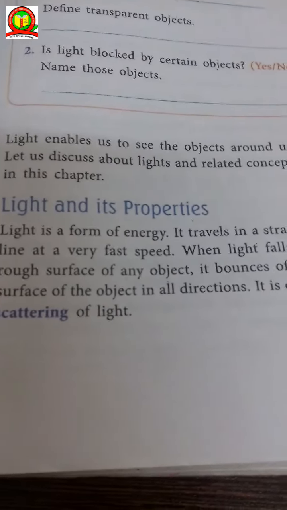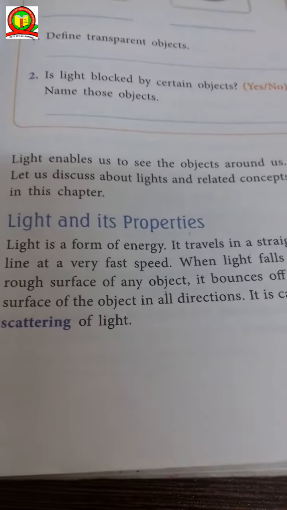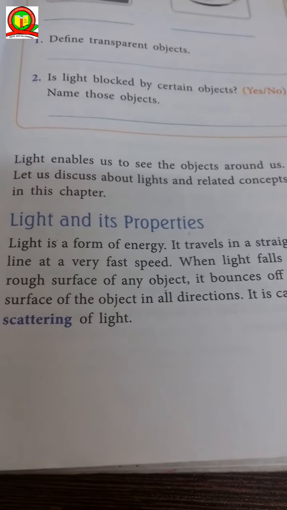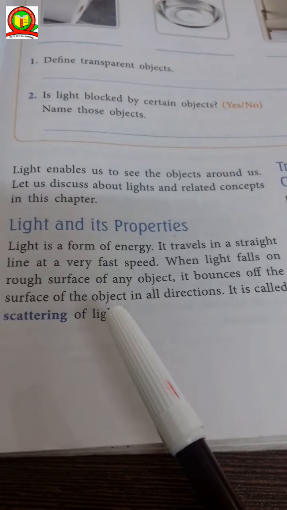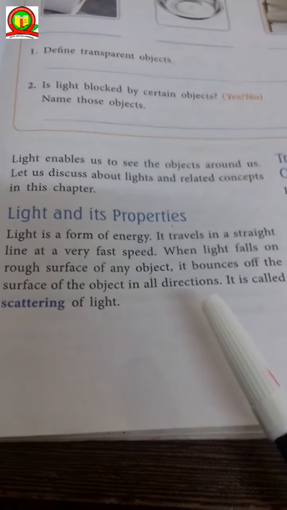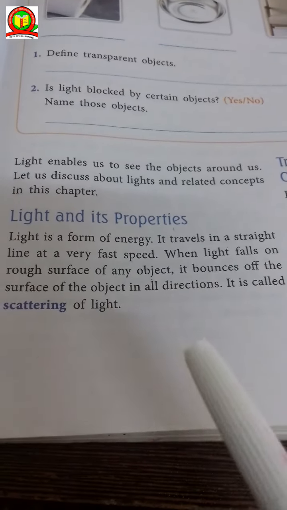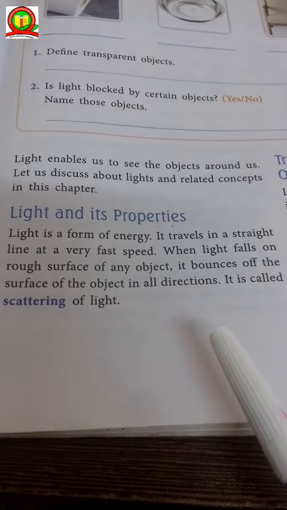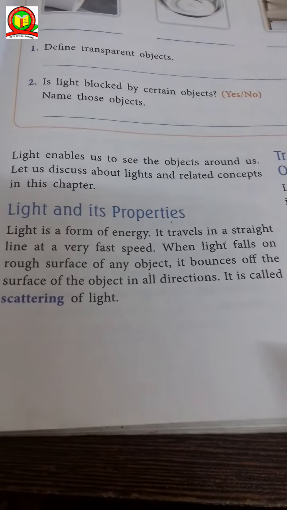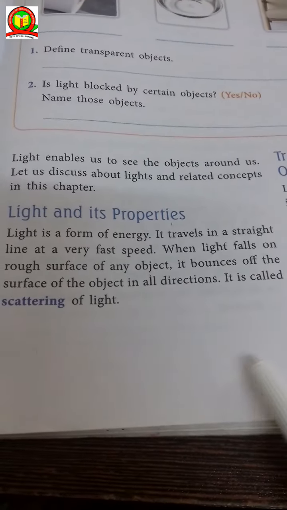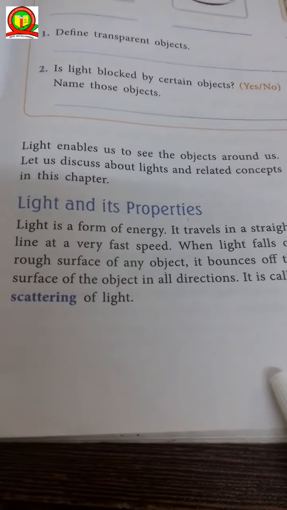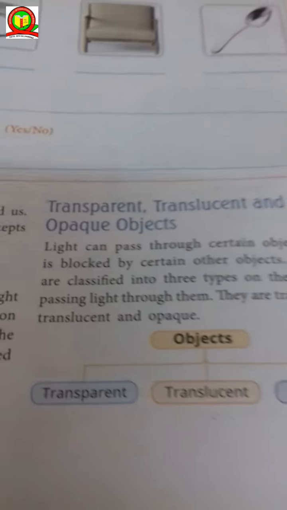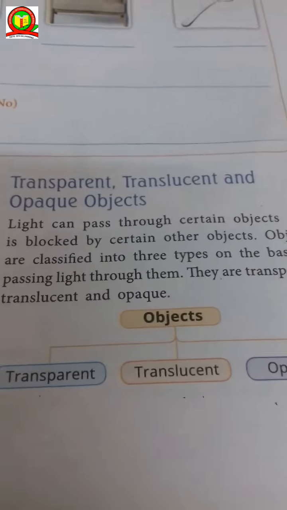So, light and its properties. Light is a form of energy. It travels in a straight line at a very fast speed. When light falls on a rough surface of any object, it bounces off the surface of the object in all directions. It is called scattering of light. Now, transparent, translucent and opaque objects.